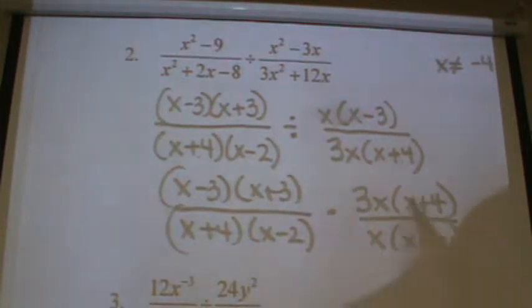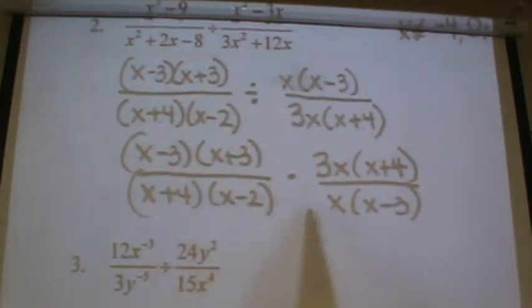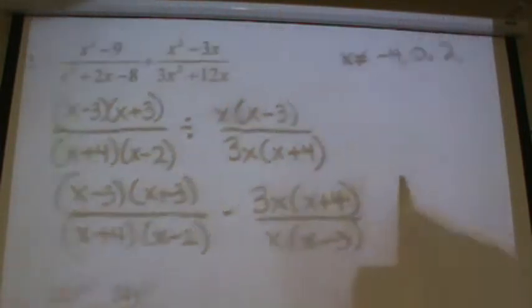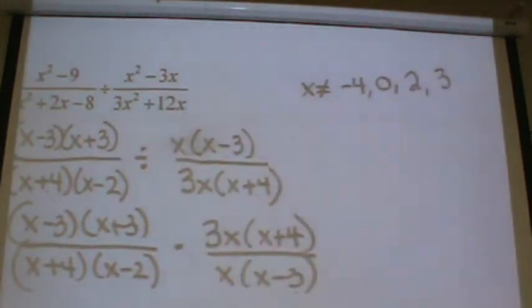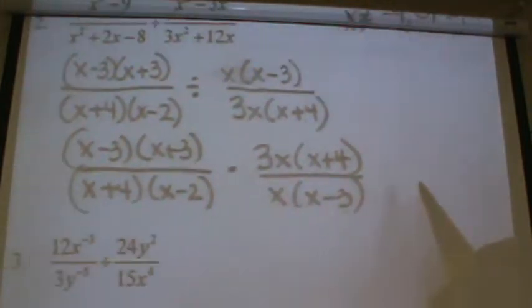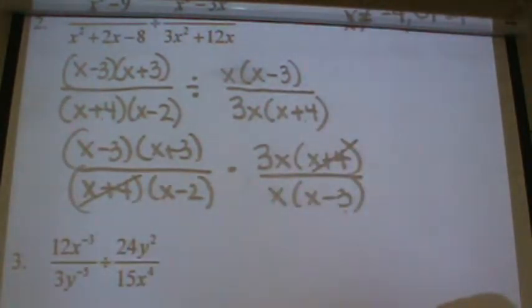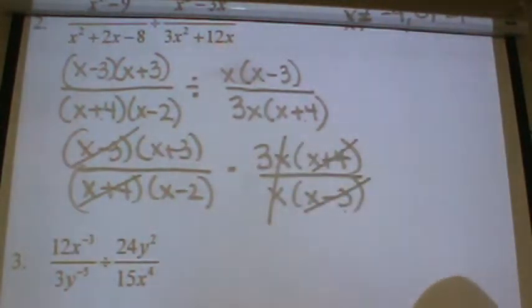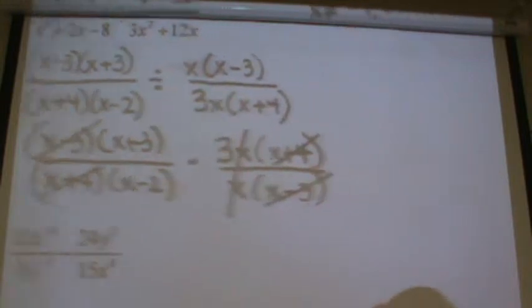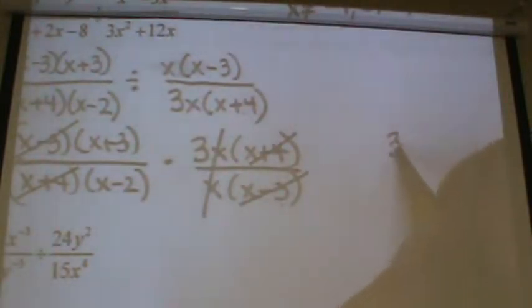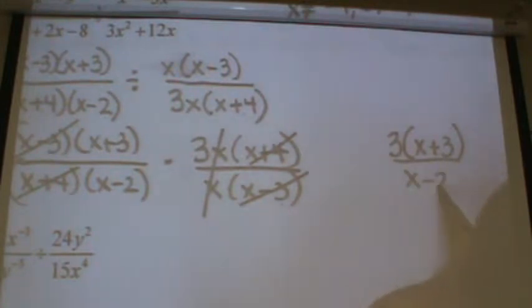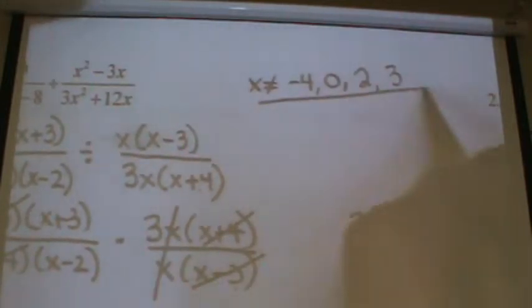Okay, now, can we add any more restrictions on here? Negative or positive 3. 3 is another one. Now, what cancels? X plus 4. X minus 3. Yes, you can take these x's out. So your answer is 3 times x plus 3 over x minus 2, with these 4 restrictions.